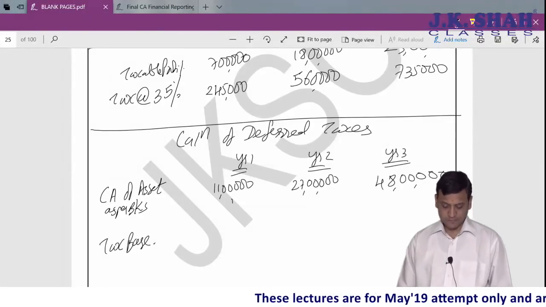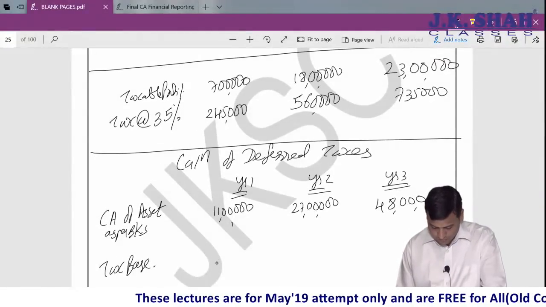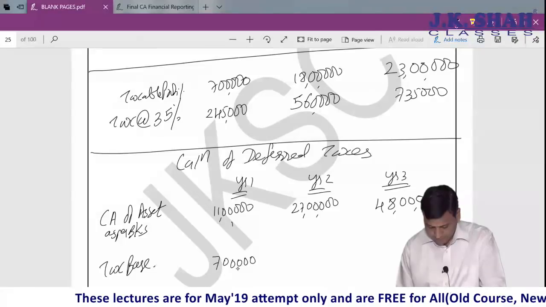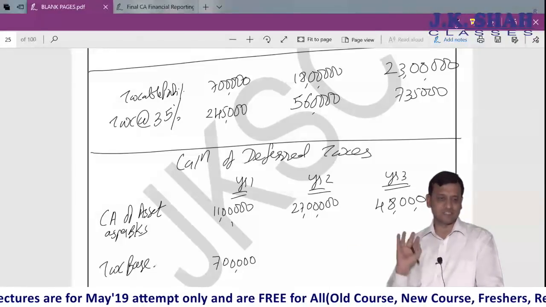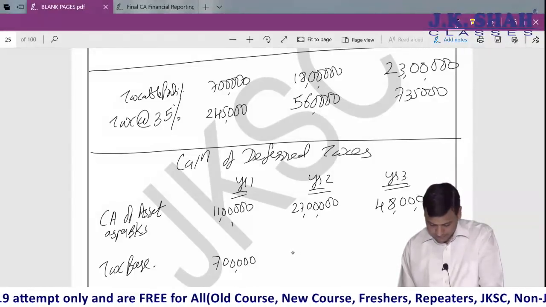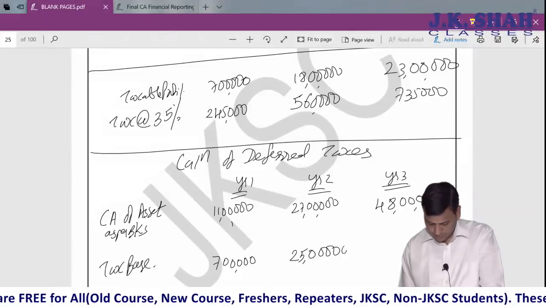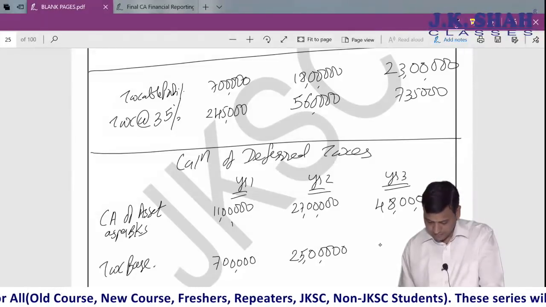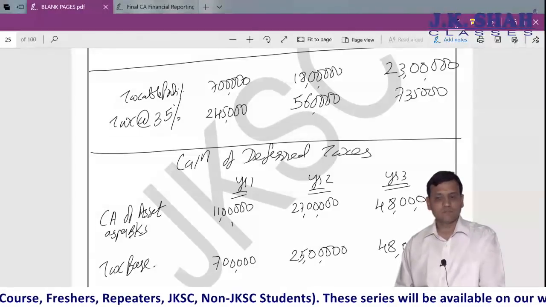Now, tax base. In tax, what did you consider? Can I say 7 lakh? I credited the income, I debited some asset. So the tax base is 7 lakh, plus 18, 20 and plus 23. Clear?